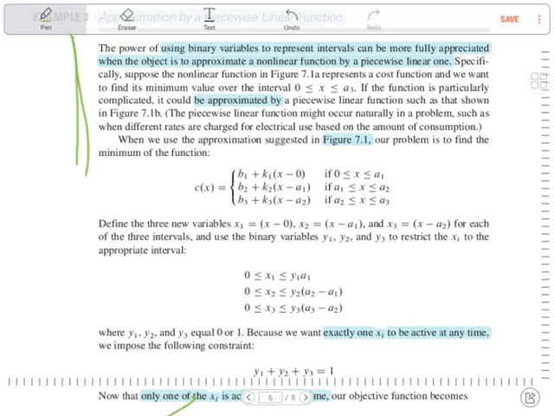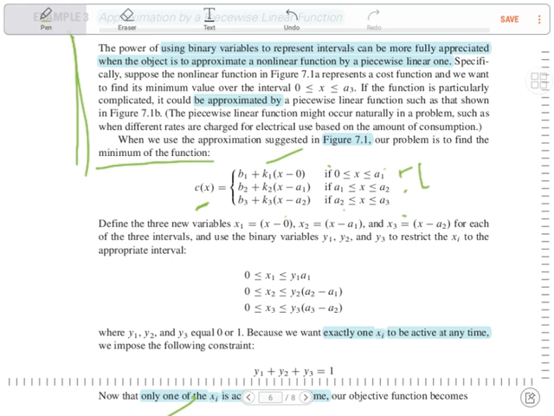So for this approximation, one problem is to find the minimum of the function. Suppose this is the function which is to be minimized. So this one is given: b1 plus k1 into x minus 0, then b2 plus k2 into x minus a1. As you go on reading out, you see in each and every part you are dealing with a branch of the function. 0 to a1, this is the expression. a1 to a2, this is the expression. Again a2 to a3, another expression.